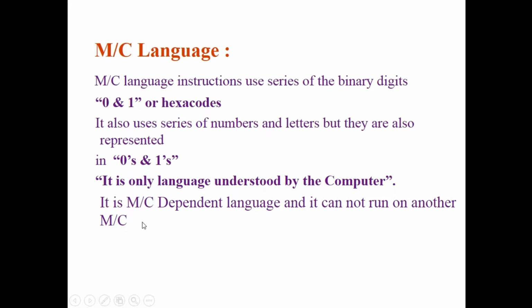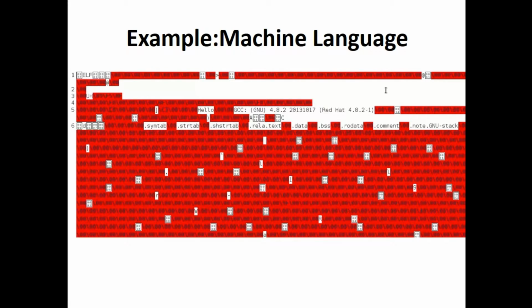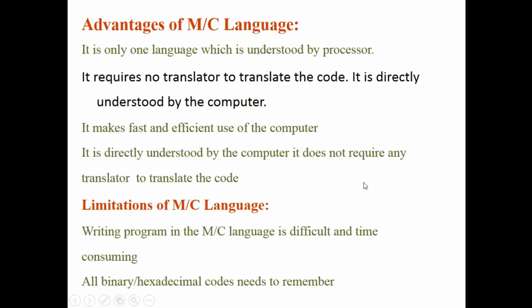Like if I say, I have an AMD processor and my friend has an i7 processor, whatever language I am writing on the AMD processor in zeros and ones will be different for the i7 processor. For the i7 processor, I have to write a different program in zeros and ones. So depending on whatever machine or processor you are using, your binary code will differ. This is the example of binary language and machine language.